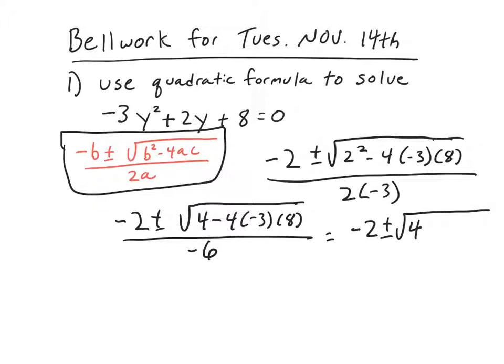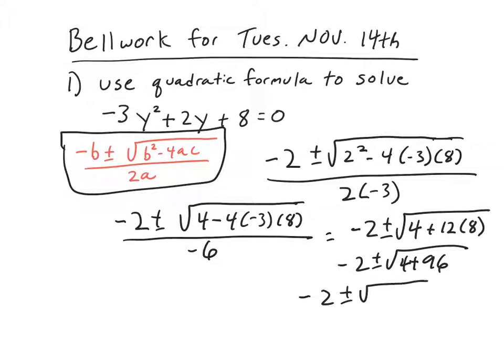And then we have negative 4 times negative 3 is going to be 12. So plus 12 times 8. And that'll be negative 2 plus or minus square root of 4 plus, let's see, it's 96. And then if we keep going like this, we'll get negative 2 plus or minus square root of 100. And don't forget, it's over negative 6.